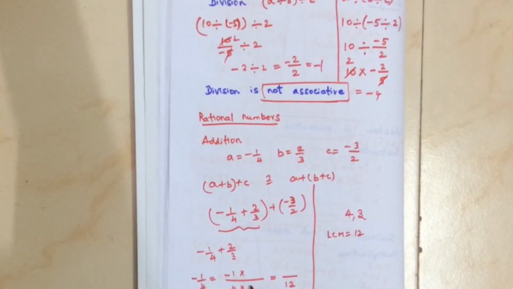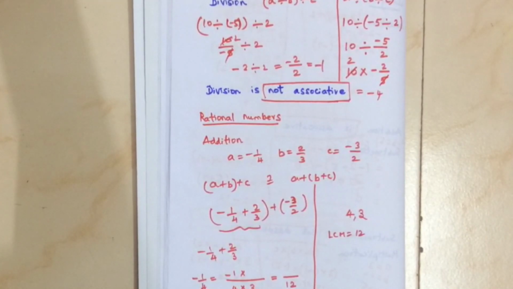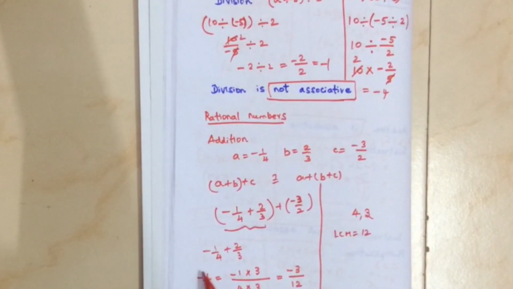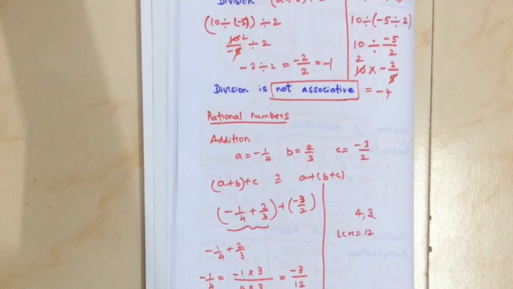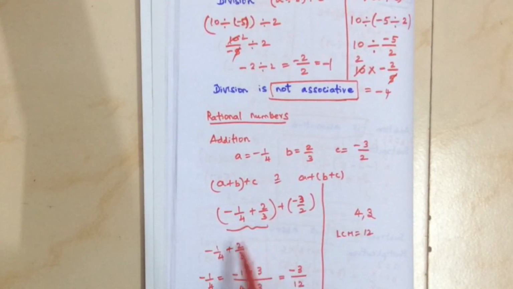So, 4 3s are 12. If you multiply the denominator by 3, the numerator should also be multiplied by 3. So, 3 ones are 3, so it is minus 3. So, minus 1 by 4 is equal to minus 3 by 12. Similarly, we can do for this. So, instead of this minus 1 by 4, you can substitute minus 3 by 12.